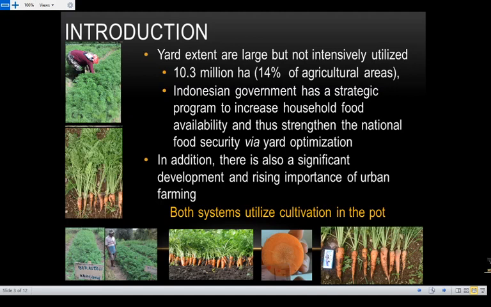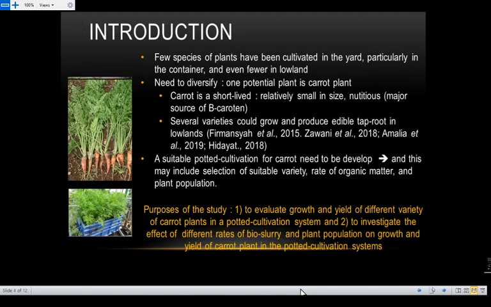In addition to the areas of yards, there is also a significant development and rising importance of urban farming. Both systems, yard cultivation as well as urban farming, utilize cultivation in the pot. At the moment, there are a few species of plant that have been cultivated in the yard, particularly in the container, and even fewer in the lowland. Therefore, there is a need to diversify cultivation in the yard, and one potential plant is carrot plant.